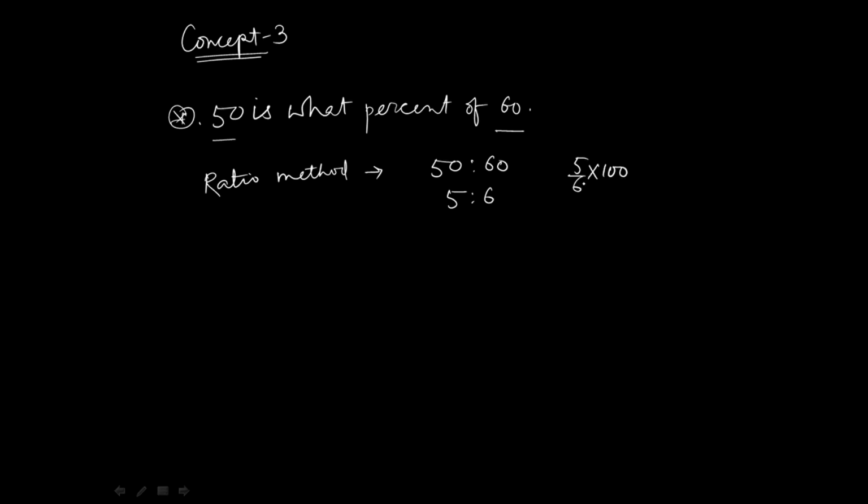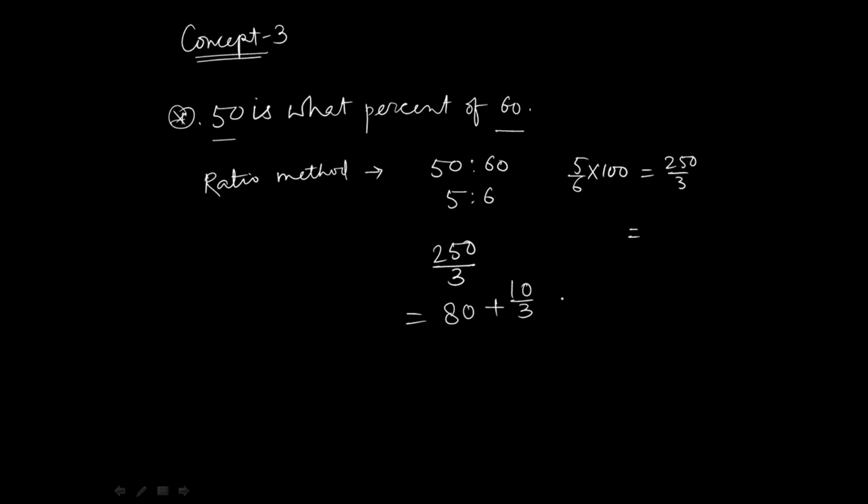It means 500 by 6, so 250 upon 3. What does that mean? How will you solve it? By just dividing 250 by 3. What we have learned is, if 250 by 3 is given, 3 eights are 24, so 240 plus what is the remaining? Remaining is 10 upon 3.